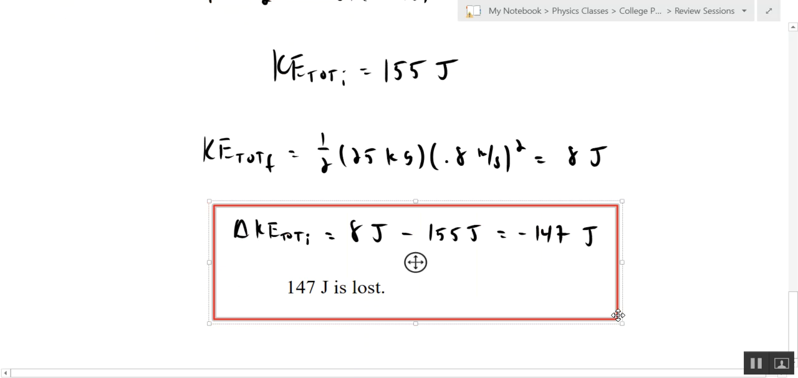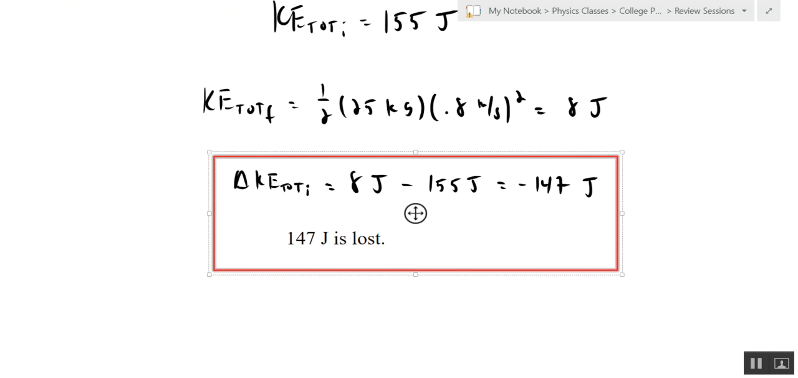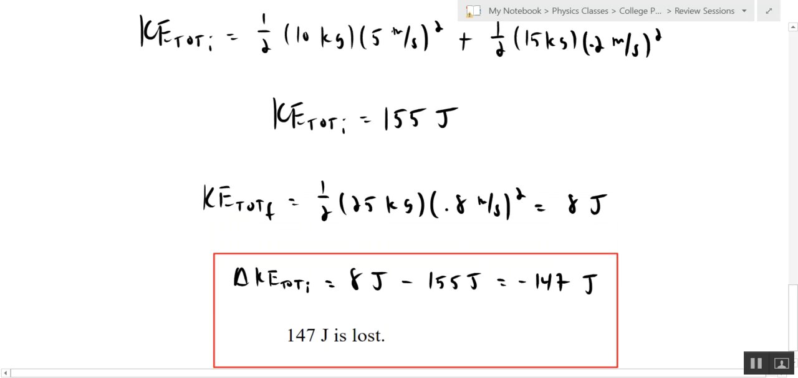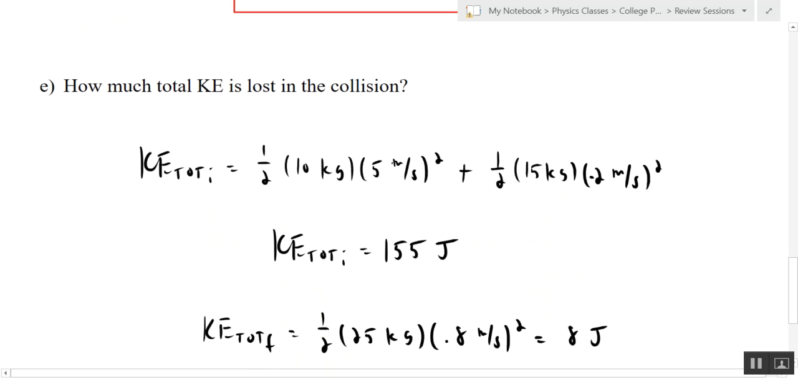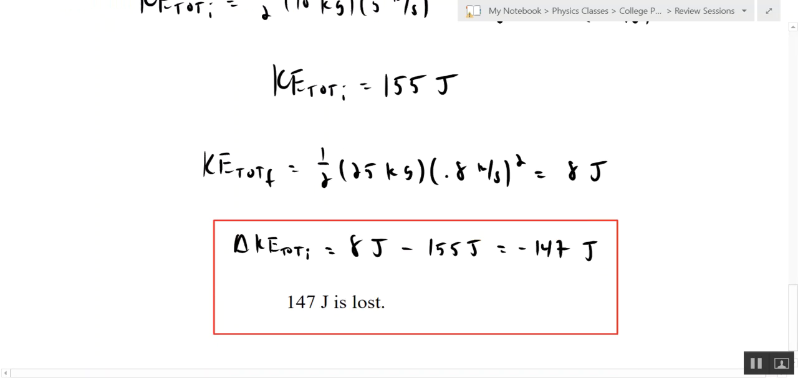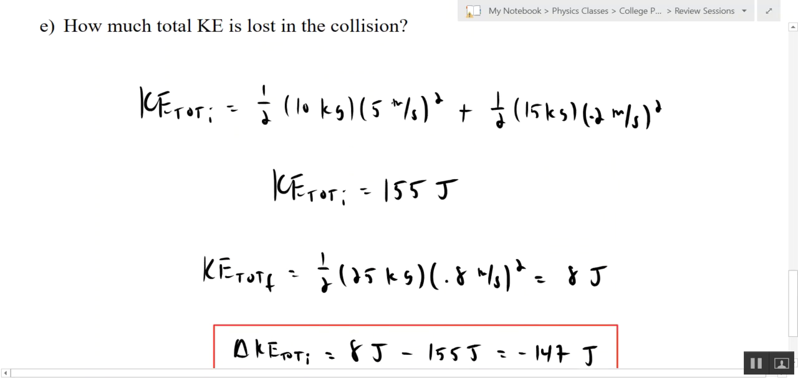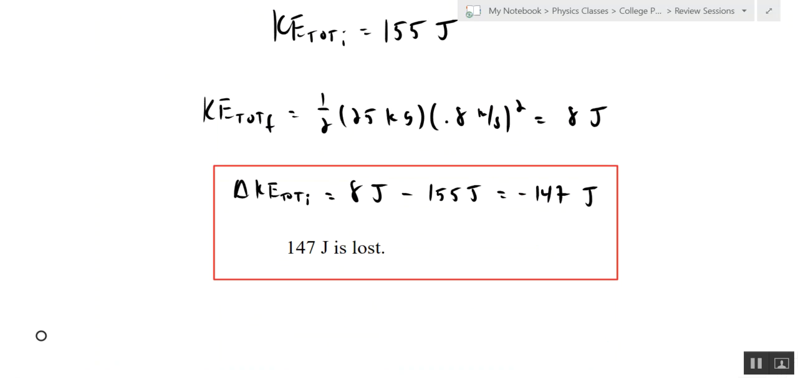Where did you get the 15 kilograms from? The sum of their masses, right? They're stuck together. Wasn't the sum 20? No, 10 plus 5. Oh, that was the velocity. Yeah. Okay, so all right, so that's inelastic.